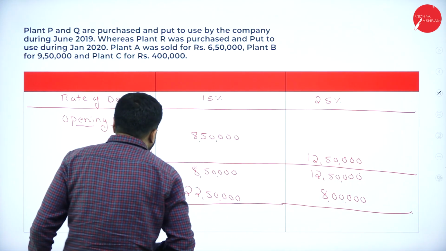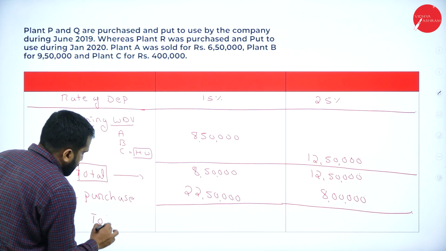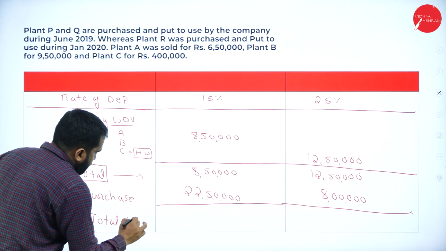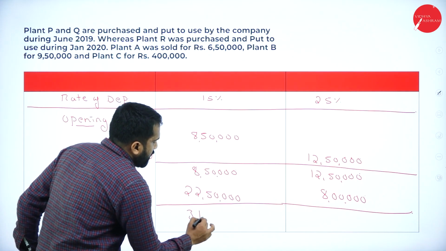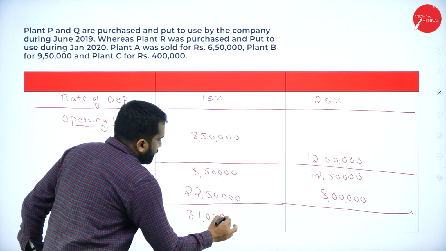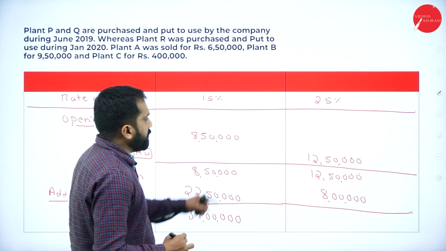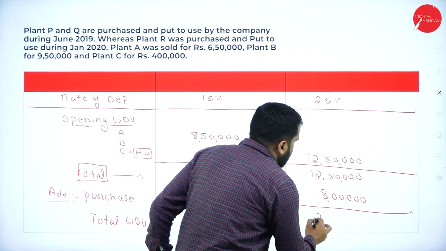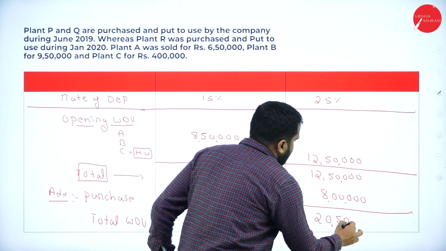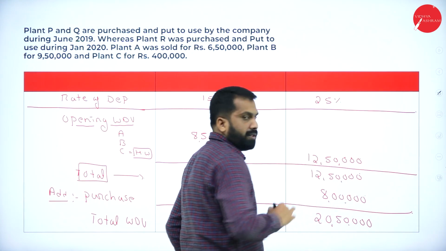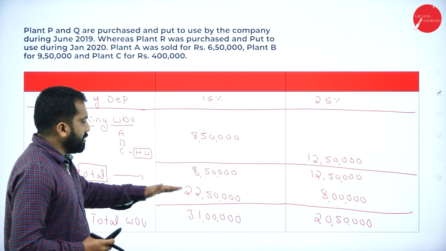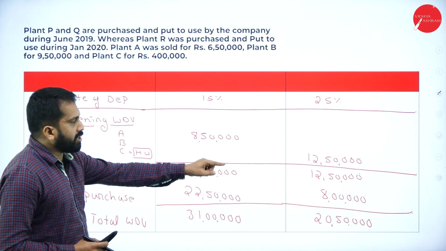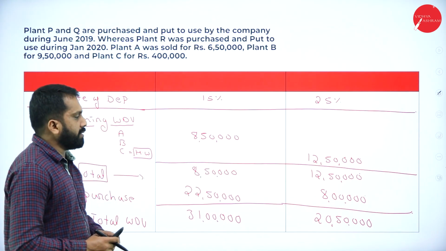So what is the total? Total WDV. How much? 22 plus 8, it will be 31 lakh. Similarly, this will be 20,50,000. Hope you are clear. Yes. So total of this, how much? 31 lakh. Total of these two will be 20,50,000.